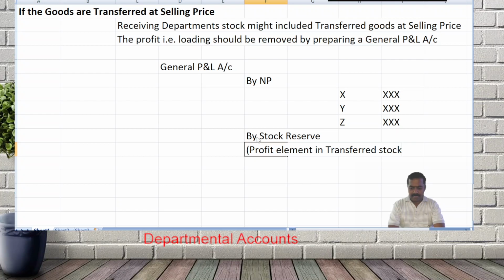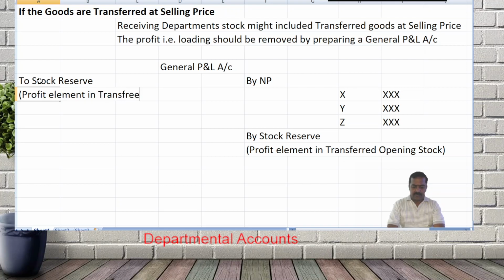Opening stock, or we can say transferred opening stock. Okay, then we'll put which one? To stock reserve. This is for which one? Closing stock appears on the credit side. How to remove the profit? Debit side. Then "To stock reserve", the profit element in which stock? Transferred closing stock, not all the stock.